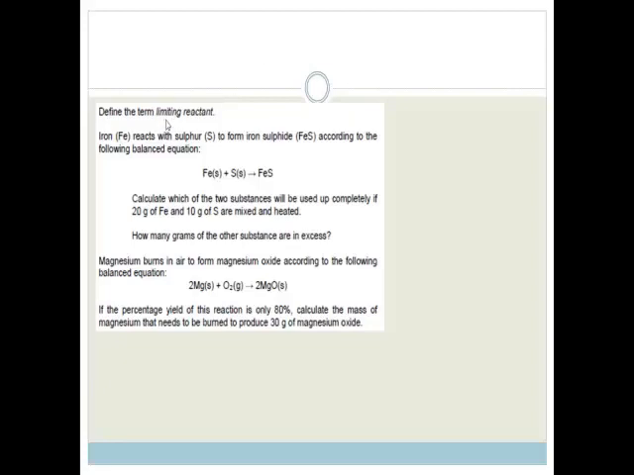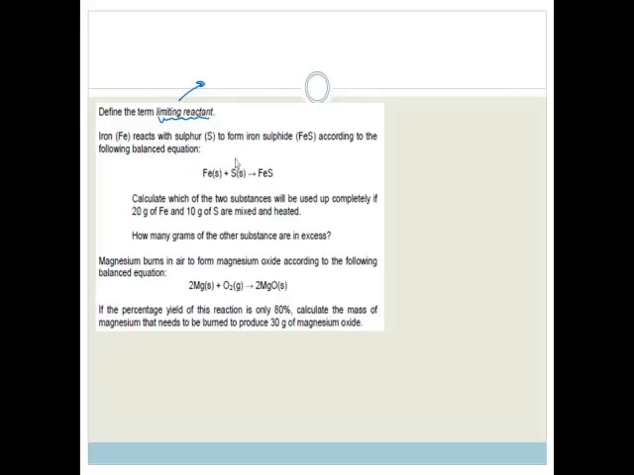It says define the term limiting reactant. Okay, now again, like I've said before in my previous lessons, whenever they ask you to define something, they're basically telling you that that's what we're going to have to work with. So it says define the term limiting reactant. Well, limiting reactant is the reactant that restricts the amount of product that is formed, because it runs out first. Okay, that's what happens, the limiting reactant.